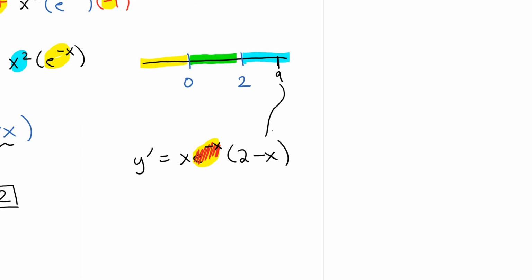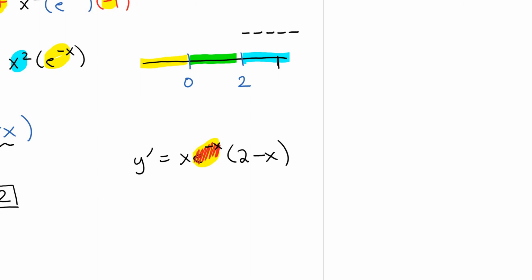So if I plug in 9 here, 2 minus 9 is going to be a negative result. And then if I plug in 9 over here, I get a positive result. So a positive times a negative gives me a negative result. So this is going to be a negative in this region right here. And then I can erase this.